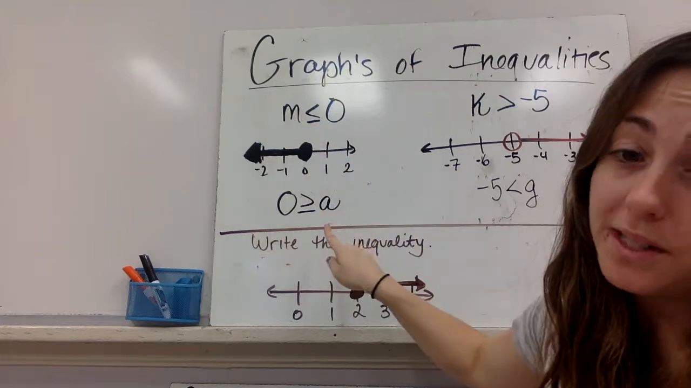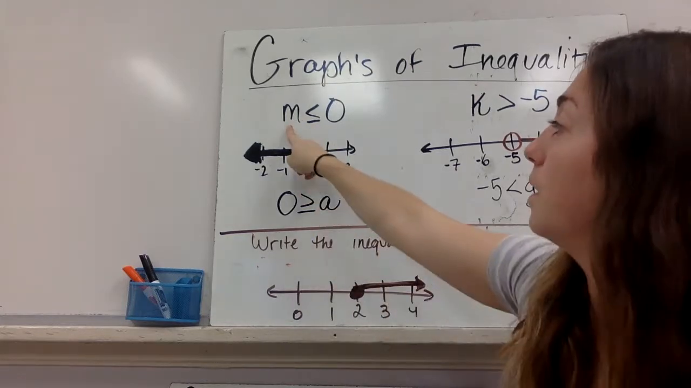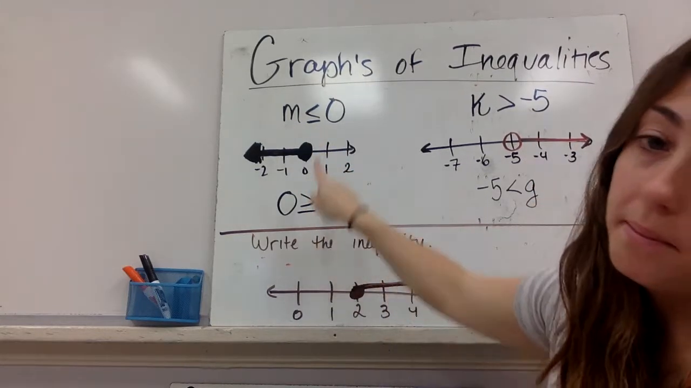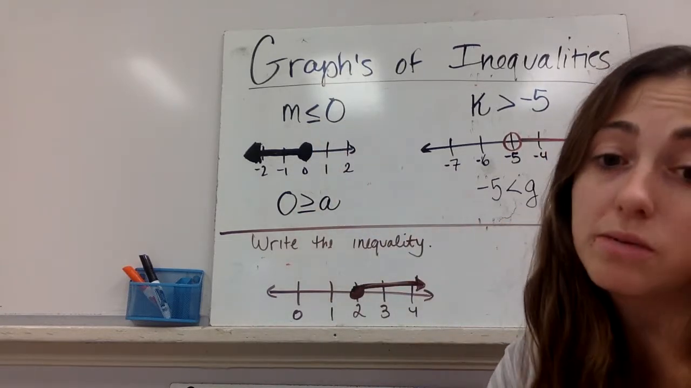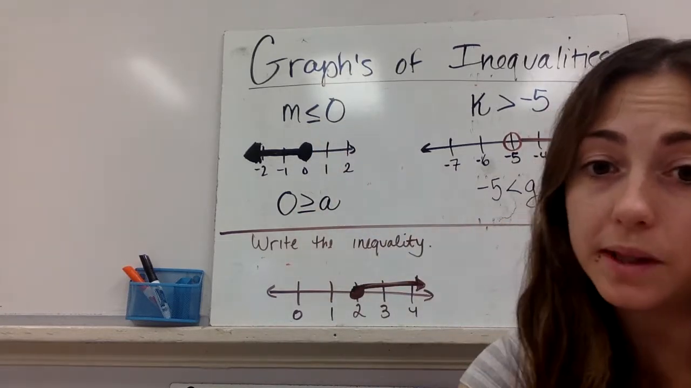So pretty much, if you see how it flips, and if you're comfortable with the variable going first, that's fine. But just notice how not only does the variable flip, but so does that inequality symbol and then the number. Okay, sometimes you've got to read it backwards. I want you to be comfortable with that.